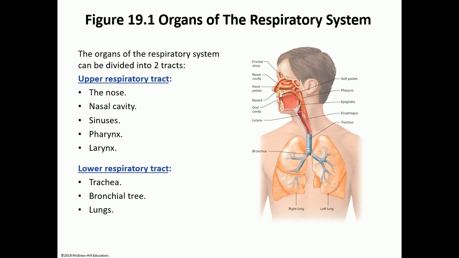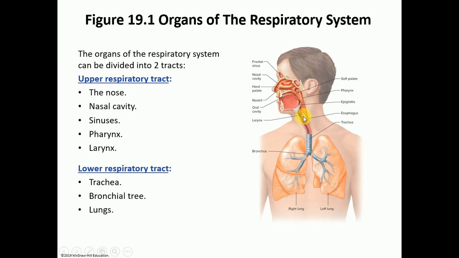So what are the organs of the respiratory system? We divide them into upper respiratory tract and lower respiratory tract. So the upper respiratory tract organs would be the nose, the nasal cavity, and these paranasal sinuses. The pharynx that we talked about when we discussed the digestive system, and then the larynx. Okay, that's where the vocal cords are.